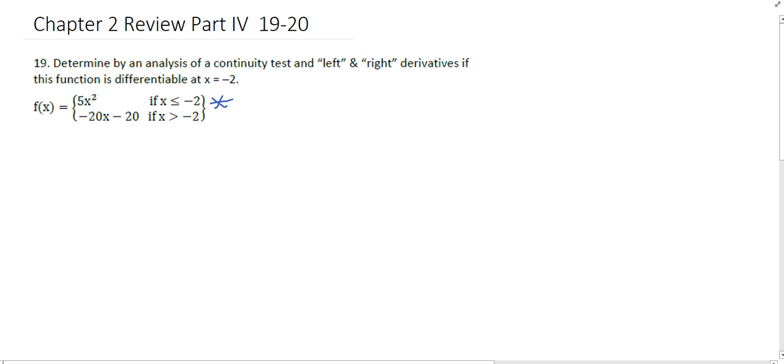So the first thing we want to do is look at the question. They give you a very big hint right here. They say, using the analysis of the continuity test and the left and right derivatives, if the function is differentiable at x equals -2. Well, they really gave us a little too much information, because one of the conditions for it to be differentiable is it must be continuous. So they really didn't have to give us that portion of information, but it's nice to have.